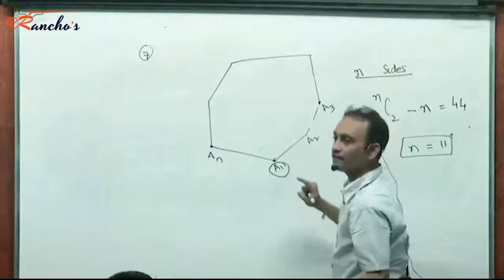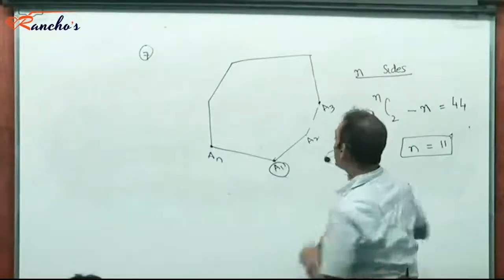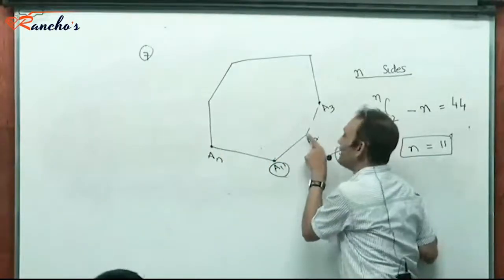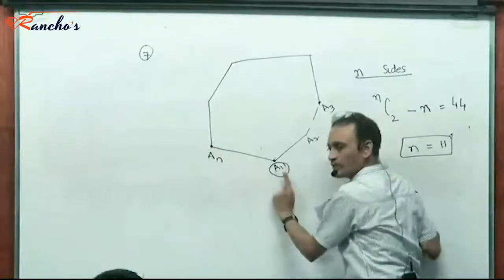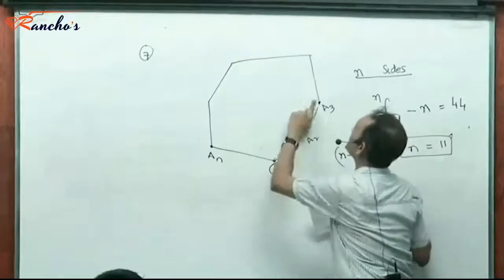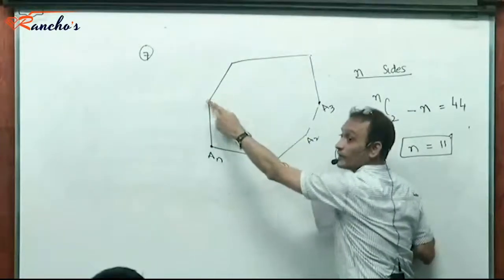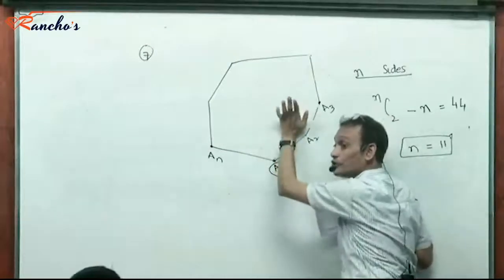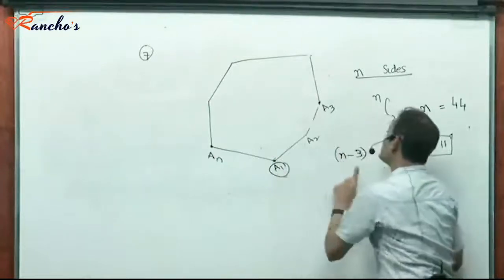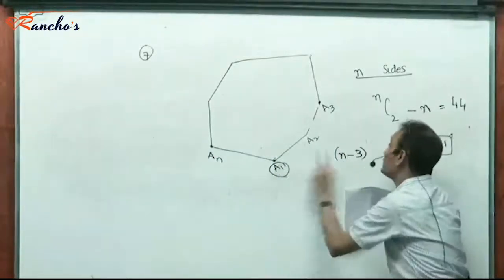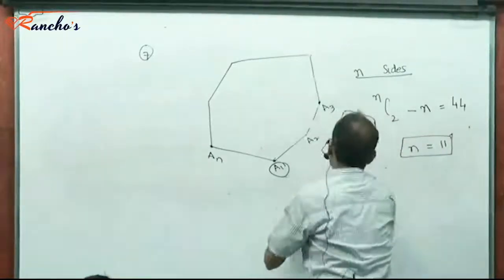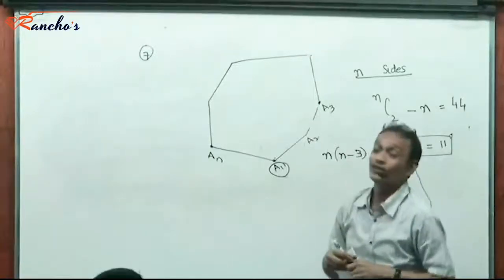If you have selected A1, then to create a diagonal, you need one more vertex. Now that vertex can't be AN, can't be A1, can't be A2. Why? Because if you selected A2, it will be a side. If you selected AN, that will also be a side. And A1 anyway you can't select, right? So you can select either A3 or A4 or AN minus 1. That means you can select n minus 3 of the remaining vertices to produce a diagonal. So with any given vertex, the number of diagonals that you can produce is n minus 3, yes or no? So for n vertices, the number of diagonals would be this much? Yes or no?